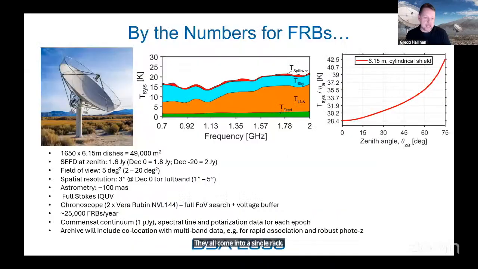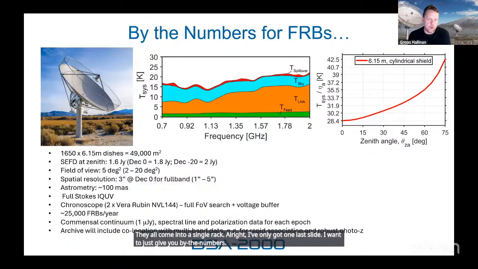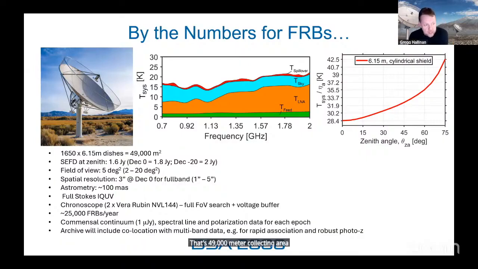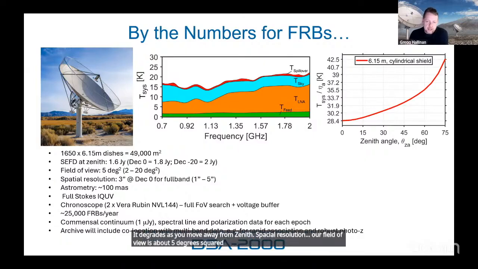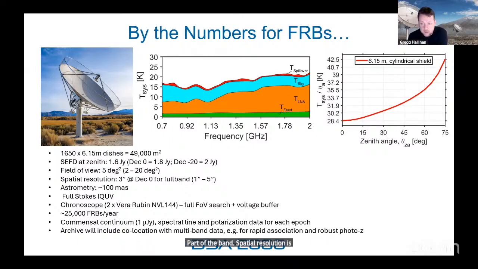All right, I've only got one last slide. I want to just give you by the numbers what the DSC-2000 is. It's 1650 by 6.15 meter dishes. That's 49,000 square meter collecting area. If you want to do your calculations, this is the slide you need. SEFD at zenith 1.6 Janskys. It degrades as you move away from zenith. Our field of view is about 5 degrees squared, but at the bottom of the band, it's closer to 20 degrees squared, and the FRB search will make use of the bottom part of the band. Spatial resolution is 3 arc seconds at DEC 0 for full band, but much better at higher frequencies and so on. Astrometry, about 100 milliarcseconds.